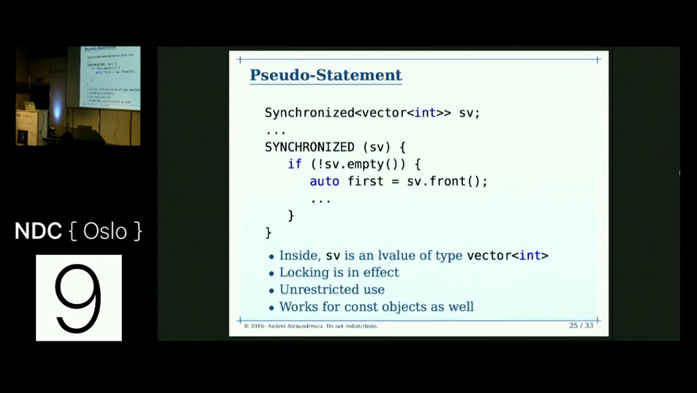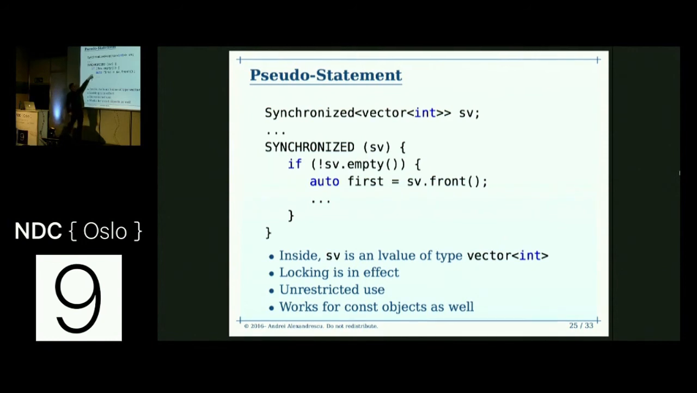So it's almost like magic, because inside synchronized, it's a critical section, and I can use SV as a vector. So I can write SV dot empty instead of SV arrow empty. So inside the pseudo statement, I have an already locked vector. And if it was mutable, it's going to be acquired for write. And if it was const, it's going to be synchronized for reads only.